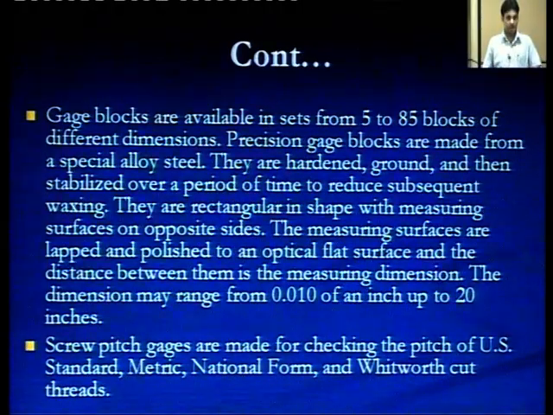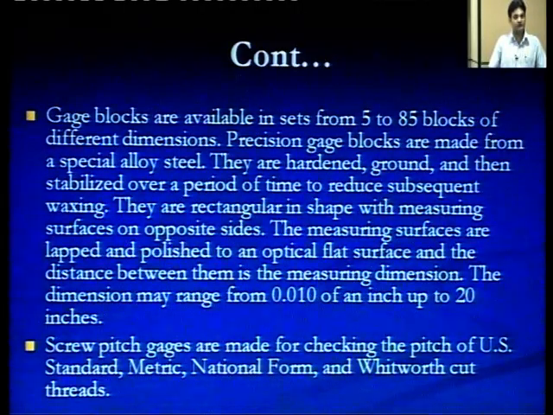Gauge blocks. What are gauge blocks? Gauge blocks are available in sets from 5 to 85 blocks of different dimensions. And by combining these gauge blocks, we can obtain any dimension that we require. So these gauge blocks are made from a special alloy steel because they are hardened, ground and then stabilized over a period of time to reduce subsequent waxing.